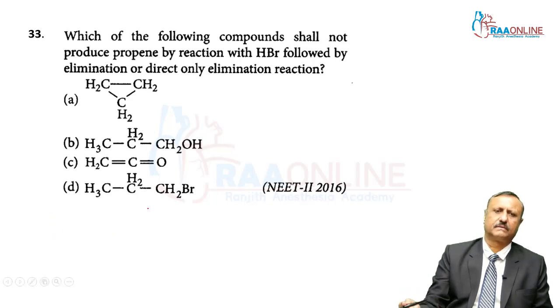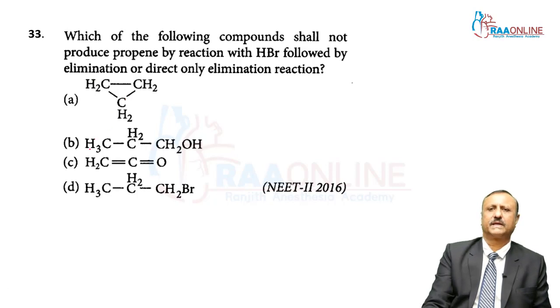So, the reaction is another one. Which compound reacts with this HBr? Of the following compounds, which shall not produce propene? You can highlight this compound. Which of the following compounds shall not produce propene by reaction with HBr followed by elimination or direct only elimination reaction?